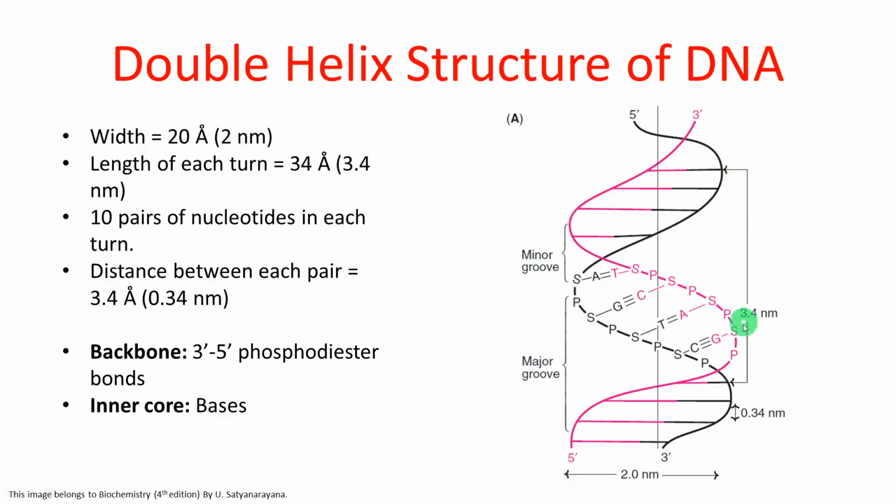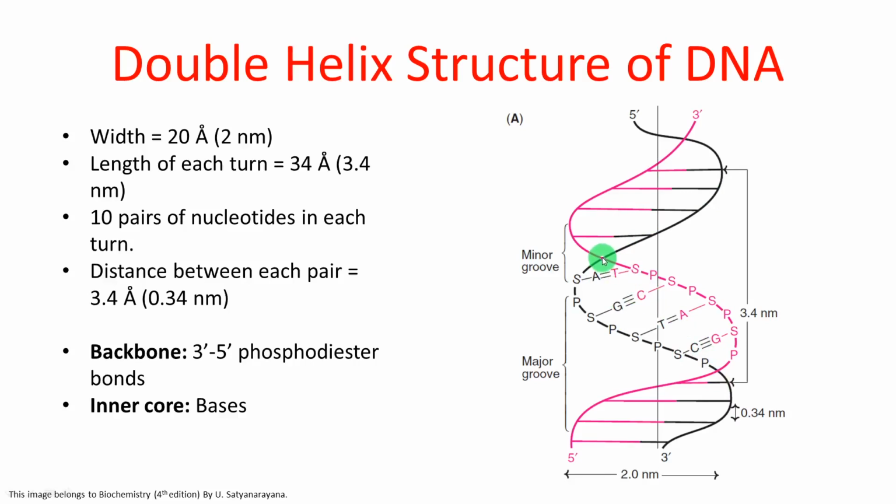In this one single turn, there are a total of 10 pairs of nucleotides. Here, if you count the number of nucleotides, you can count simply these horizontal lines present between these two strands. You will see that there are 1, 2, 3, 4, 5, 6, 7, 8, 9, and one nucleotide pair will be present over here in between this twist.